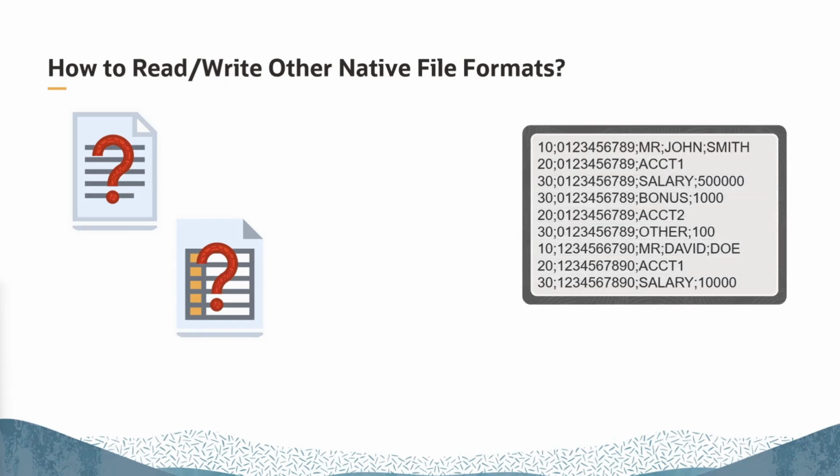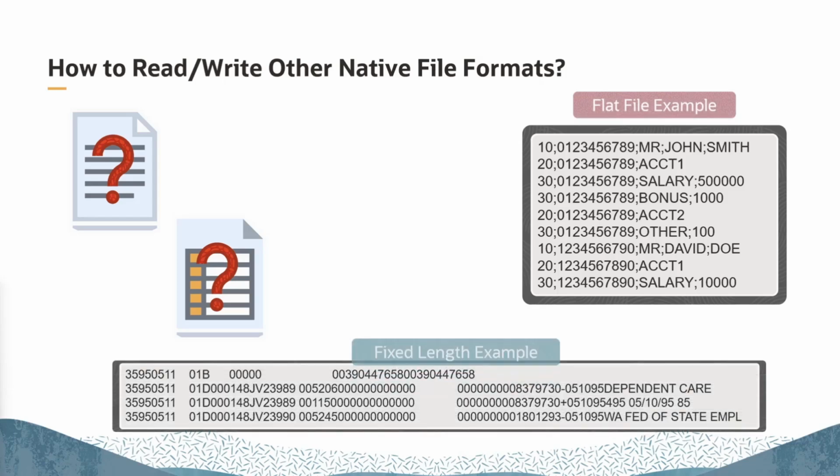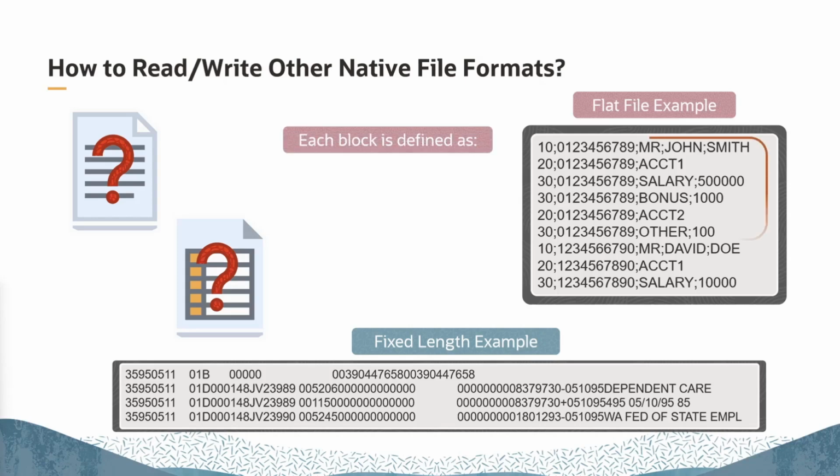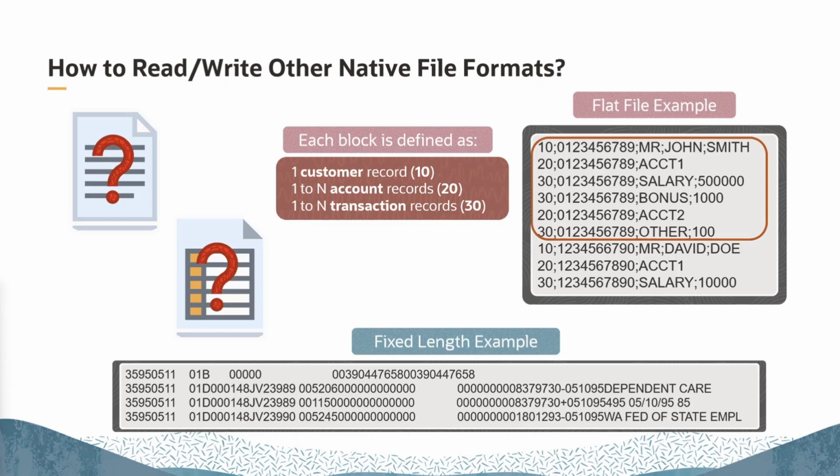These use cases include flat files, fixed length files, or even more complex file types that can't be handled inside OIC using the file definition wizard. Now, to better understand the challenge, look more closely at this flat file example where each block includes one customer record with one or more associated account records, each with one or more transactions.